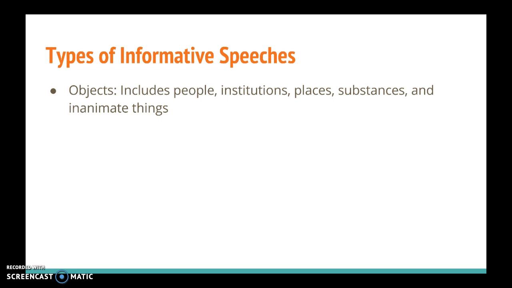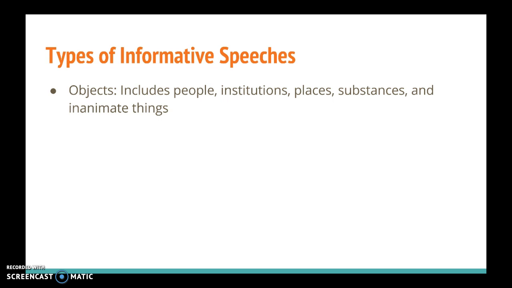And so your object speech can be about a person, an institution, a place, a substance, or an inanimate object. So, for example, you could give a speech about the life and or achievements of J.K. Rowling, the Harry Potter author, and that would be an object speech, technically, right? Because it is about a person. You could also give a speech about an institution, like the school that you're at, for example. You could talk about the history of that school, or maybe some of the big historical moments that came out of your institution.